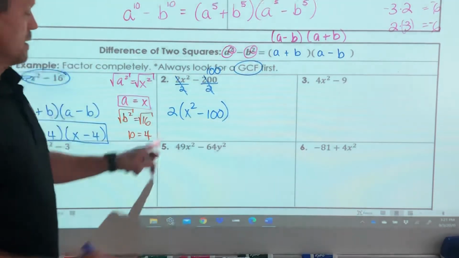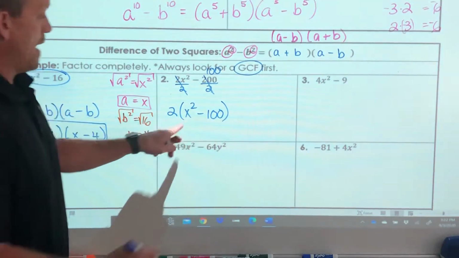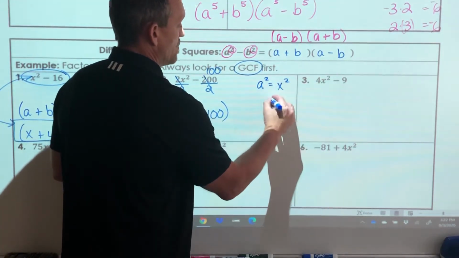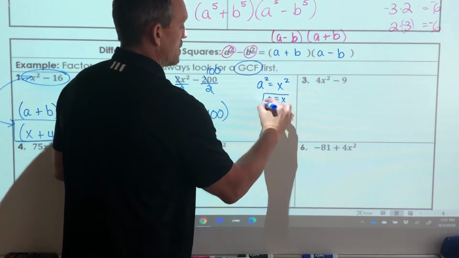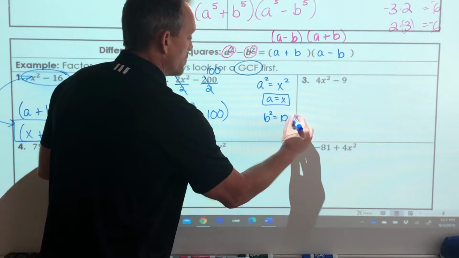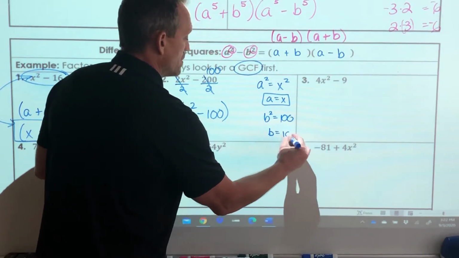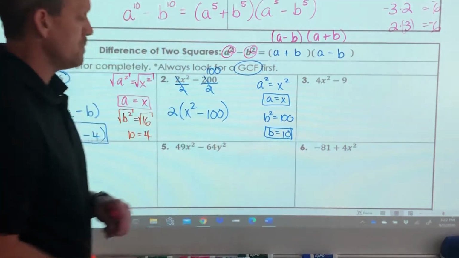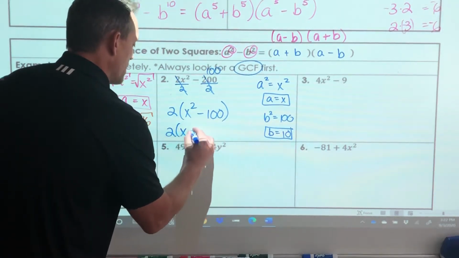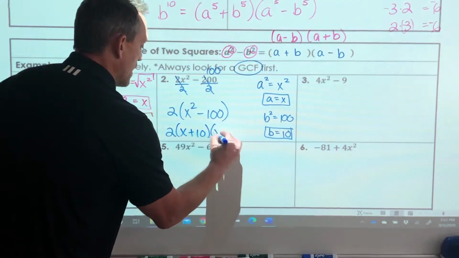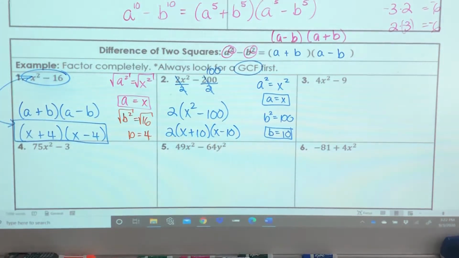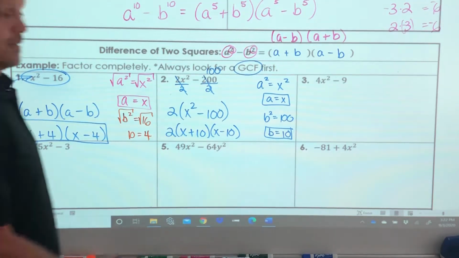Now, we have an A squared, which equals X squared, which means our A equals X. And we have a B squared. B squared equals 100, so B equals 10. And that's how that works. So now we're sitting at 2(X plus 10)(X minus 10). And we go from there. Straightforward. At least it is for me.